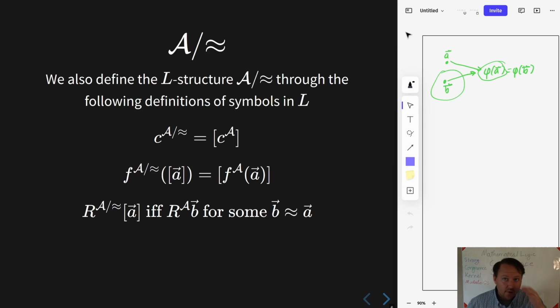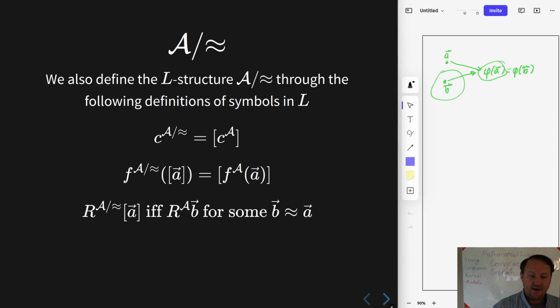Okay, so we now want to start trying to describe how we could actually get the quotient structure. So we haven't quite said what the quotient structure is because we haven't said how we're going to interpret the extra logical symbols. And so that's what we have here. So we can define this quotient structure by saying that for any constant symbol in the language, it will be interpreted in the quotient structure by taking the denotation in the original structure and finding its equivalence class.